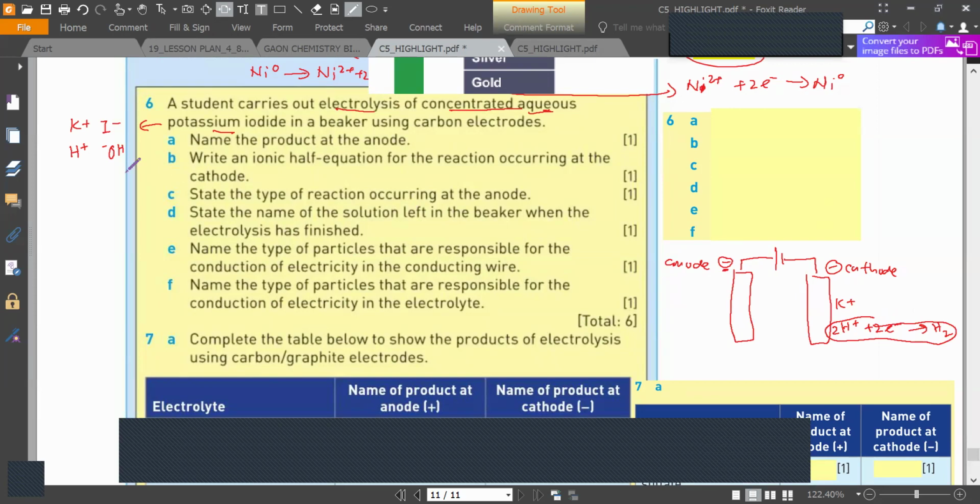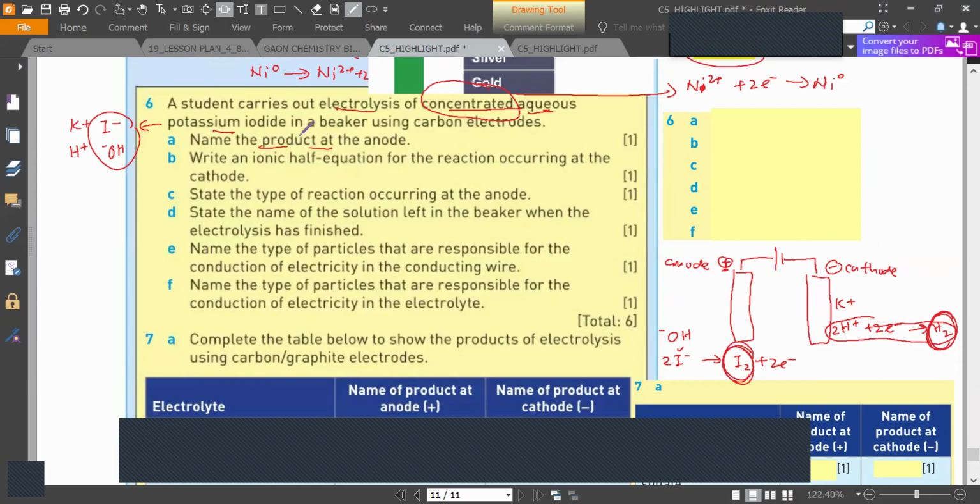This anode is positive, so positive will attract the negative: hydroxide and iodide. Because this is concentrated, it has a lot of iodide, so iodide is the one that will react. 2 iodide will lose 2 electrons to form iodine. So now we already have the products on both sides.